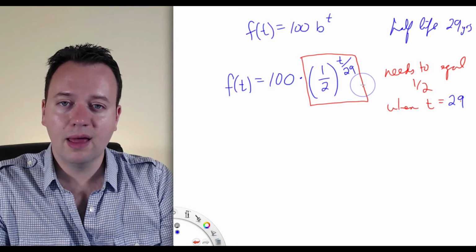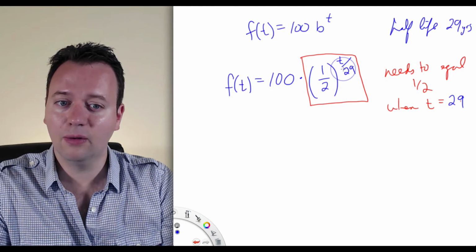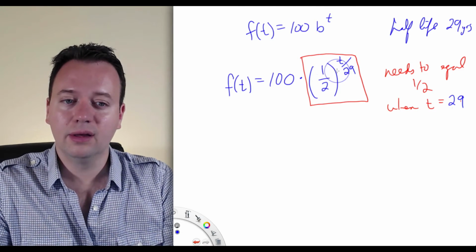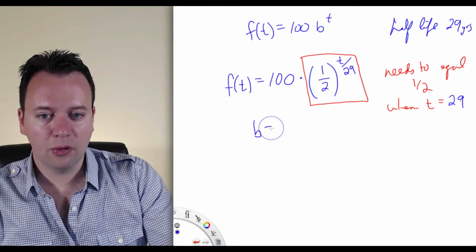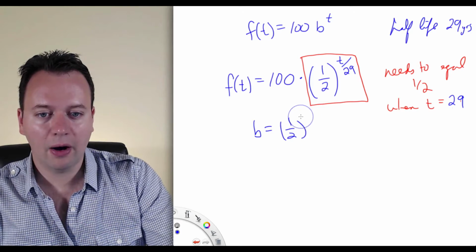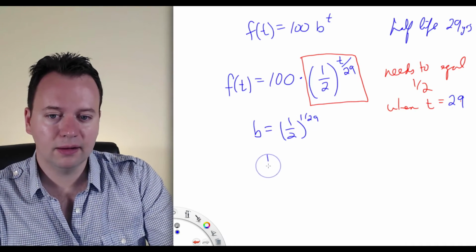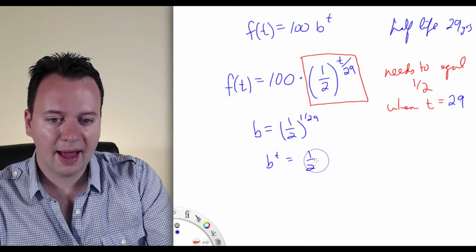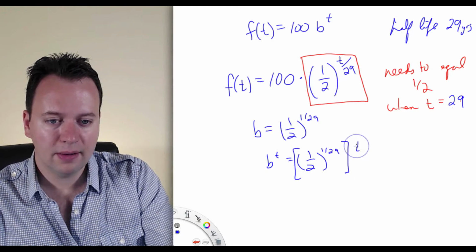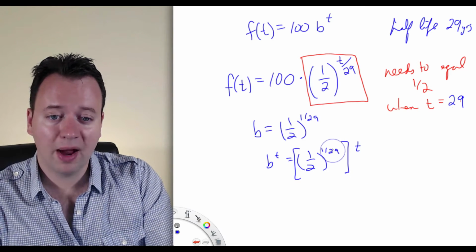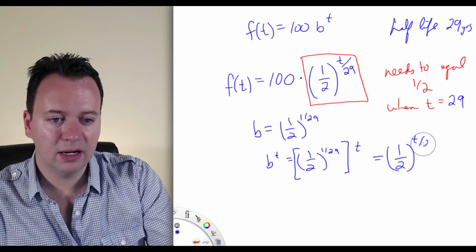T over 29. That way when t is equal to 29, we get 1/2 to the power of 1, and we get 100 times 1/2 is equal to 50. And that's the half-life. Now why does this work? Well, basically the number b is going to be 1/2 to the power 1 over 29. Because remember, if I take this to the power of t, b to the t would equal 1/2 to the 1 over 29, all taken to the power of t. And what happens when you have successive powers like this is you multiply the exponent. So this is the same as 1/2 to the t divided by 29.